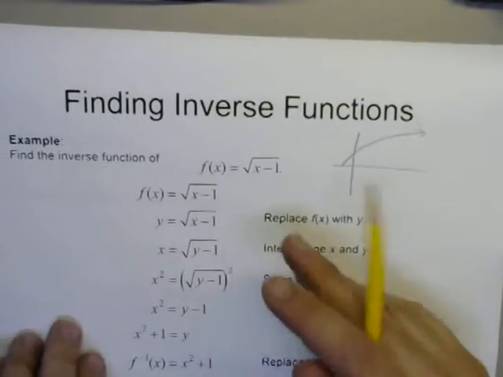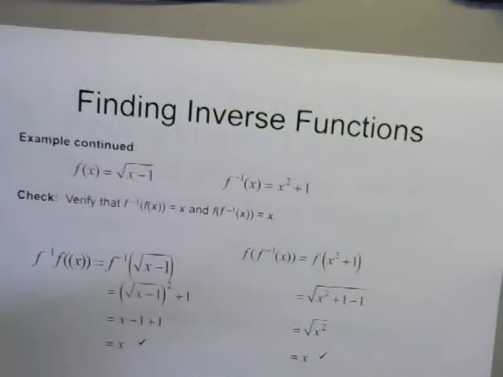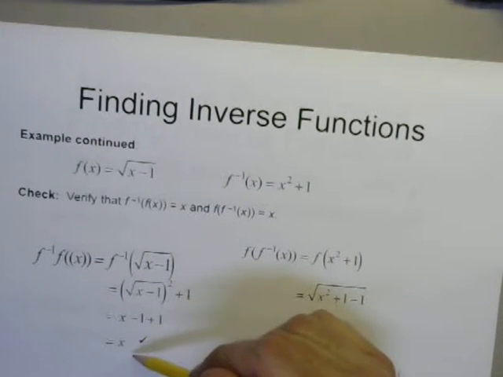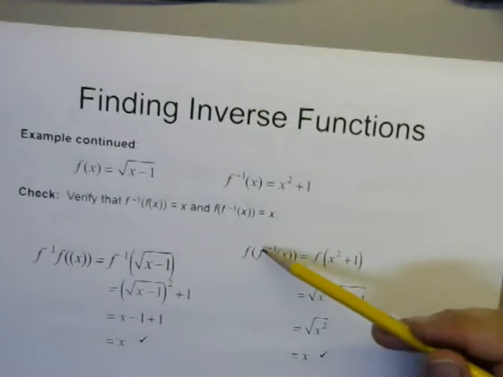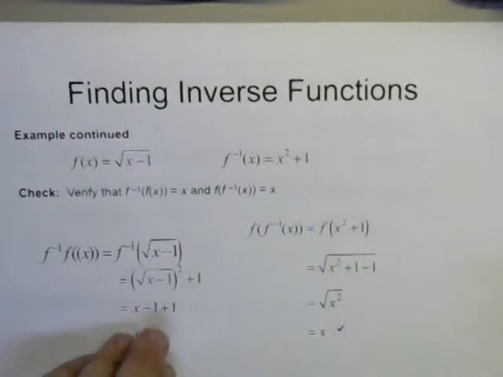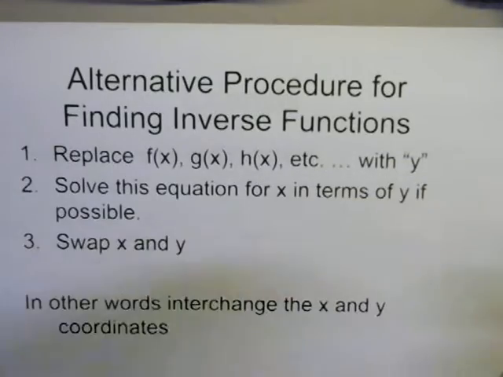Again, if you're not sure if they're inverses of one another, just compose them. Take f inverse of f of x. If you do that, you do get x. And take f of f inverse of x. You get x there as well, so that proves that they are inverses.